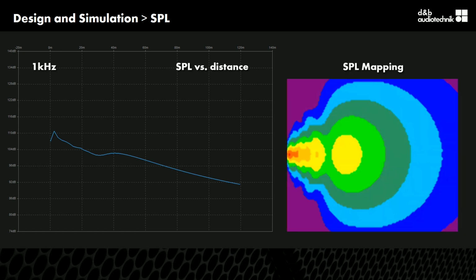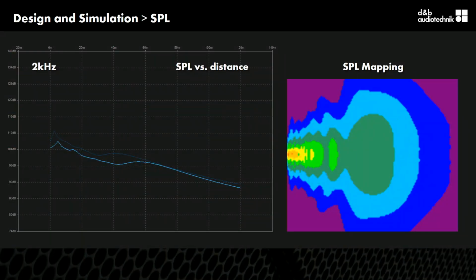Another visual aid that is useful is the SPL mapping. So this is a top view of our audience area, or what we call the listening plane, where the color represents the level of the sound pressure. So the red is the most intense at the front next to the line array, and blue and purple is the lowest. And you can see we can even identify the little bump around 40 meters.